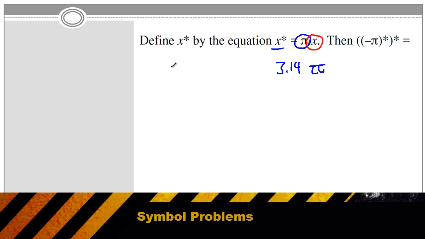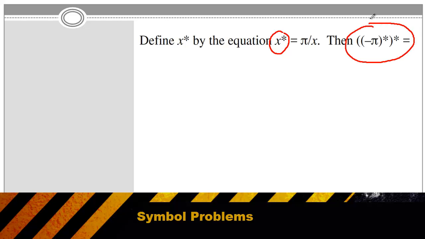So for example, if I had 4 raised to the star, all I'm going to do is take pi and divide it by the thing that I starred. Now they want us to apply the star to this complicated problem over here, but it should be simple as long as we follow it step by step.